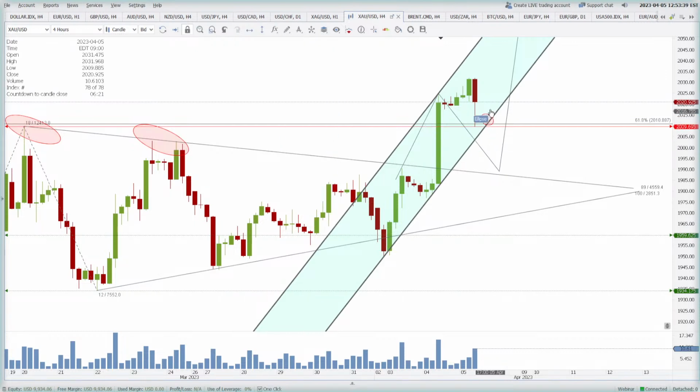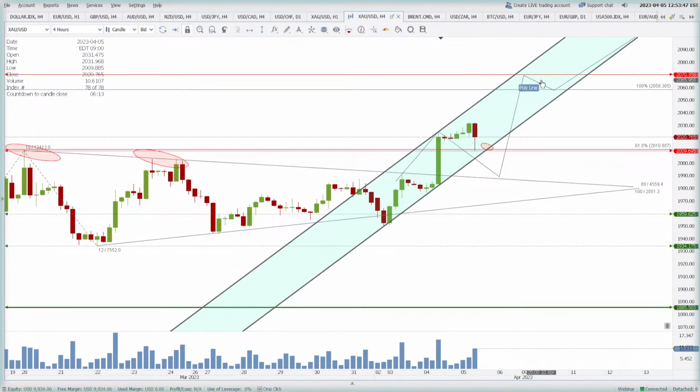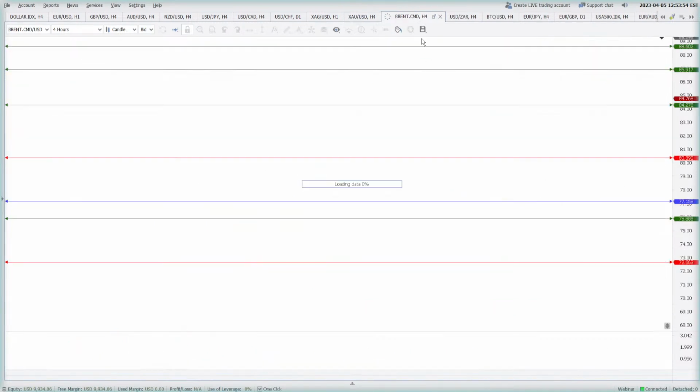So this will be a confluence of two supports. One is this rising channel support, one is this horizontal support. So you will get a lot of bias here in the gold. On the high side we have an immediate target of 2070. On the low side now we have a confirmed support of 2009.88.